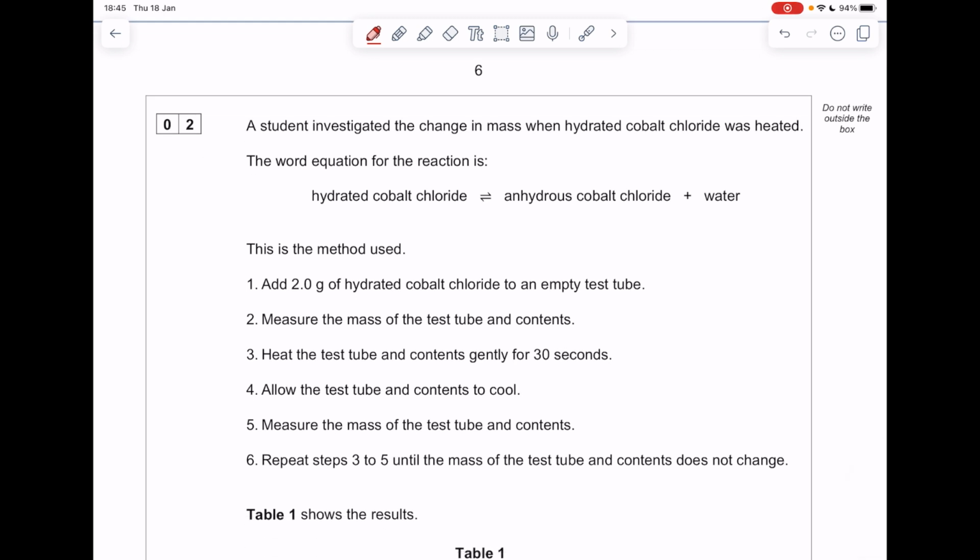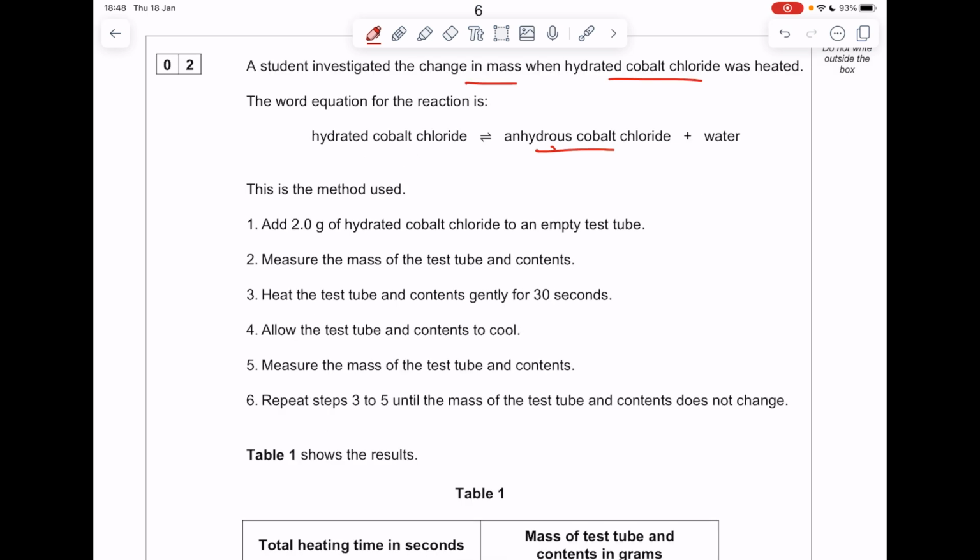Question 2, a student investigated the change in mass when hydrated cobalt chloride was heated. The word equation is hydrated cobalt chloride produces anhydrous cobalt chloride and water. This is the method used. Add 2 grams of hydrated cobalt chloride to an empty test tube. Measure the mass of the test tube and contents.